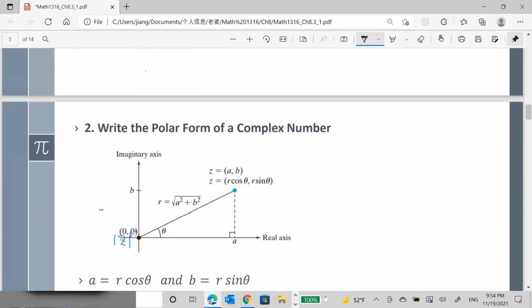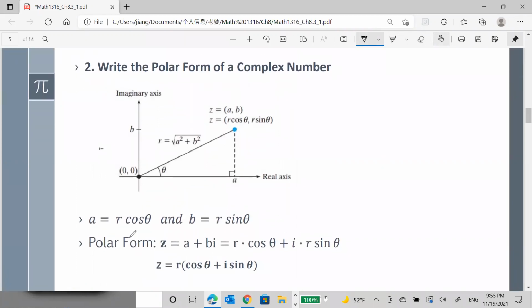Oh, why is the z there? So how to get rid of the z? Oh, eraser. Okay. Write the polar form of a complex number.